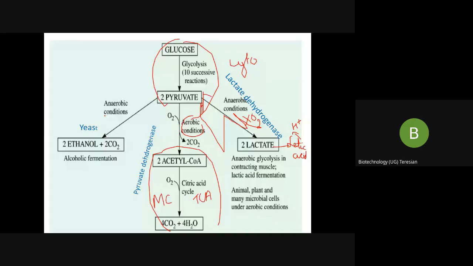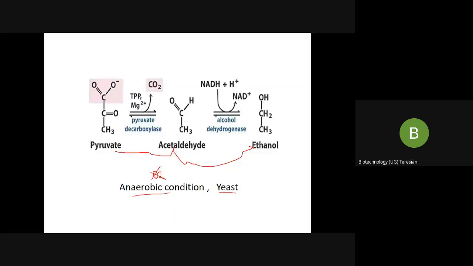Next, you can see this is the same picture that I put in the first slide. That is the part we are going to speak about. In some organisms like the yeast, when there is an anaerobic condition, that is again in the absence of oxygen, your pyruvate can get converted into acetaldehyde, and acetaldehyde in turn can get converted to ethanol.